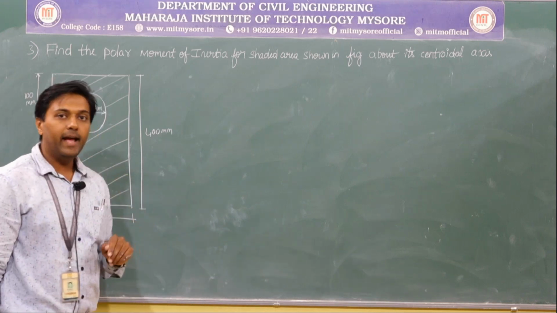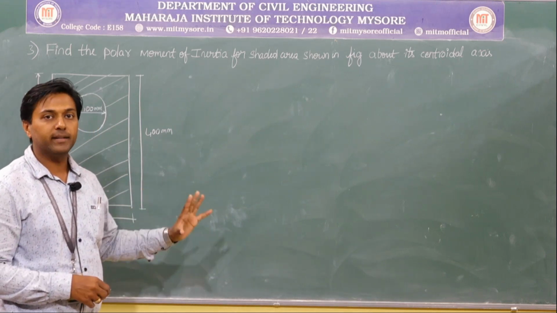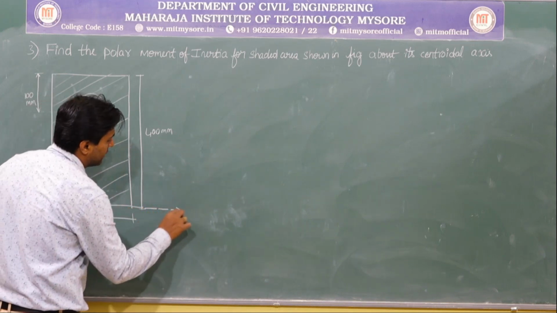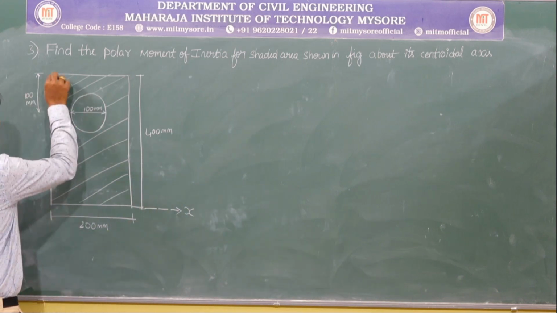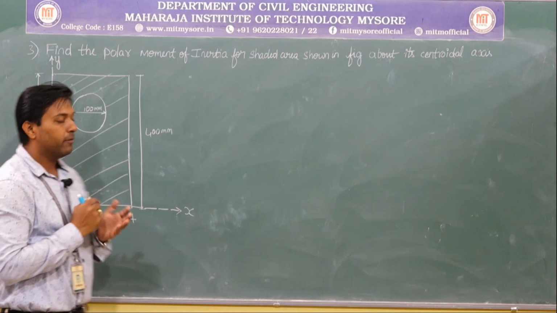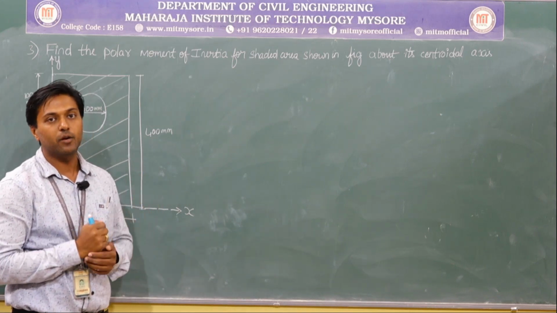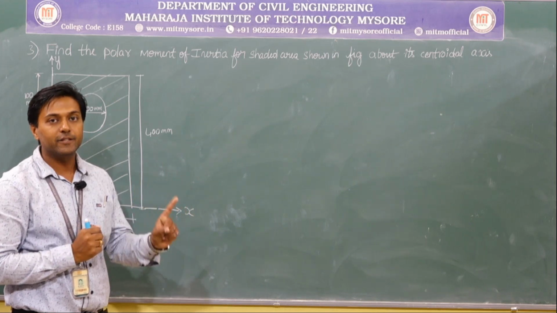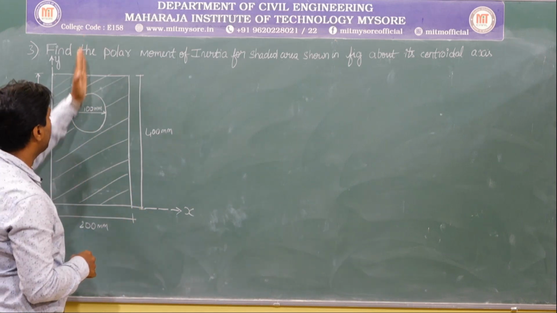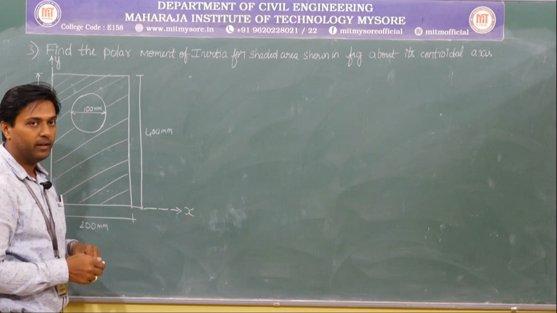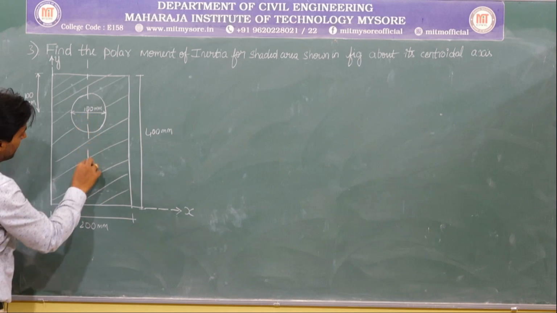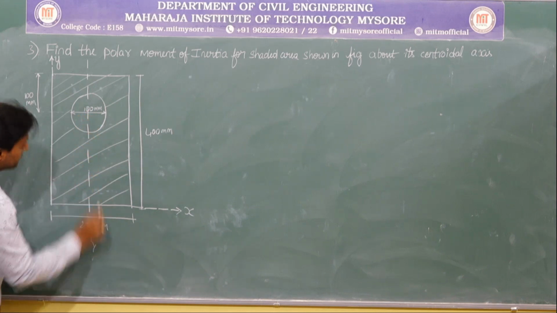I need to calculate the centroid. First, let me mark the coordinate axis. Extreme bottommost is the x-axis and extreme leftmost is the y-axis. Correct? Next, tell me what is the second step in the centroid? Whether the diagram is having any axis of symmetry. Yes, the diagram is having the axis of symmetry about the y-y axis. About the x-x axis it is not. Let me mark that. So the diagram is having the y-y axis of symmetry.